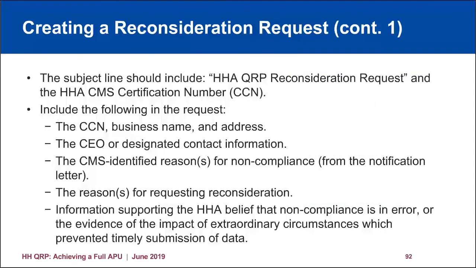How will you create the request? The subject line should include Home Health Agency QRP Reconsideration Request and the agency CMS Certification Number, CCN. Include each of these items in your request: CCN, business name and address, CEO or designated contact, the CMS identified reason for noncompliance, you get this from your notification letter, the reason for requesting reconsideration, and information that supports the belief that noncompliance is an error, or evidence of the impact of the extraordinary circumstances which prevented timely submission of data.